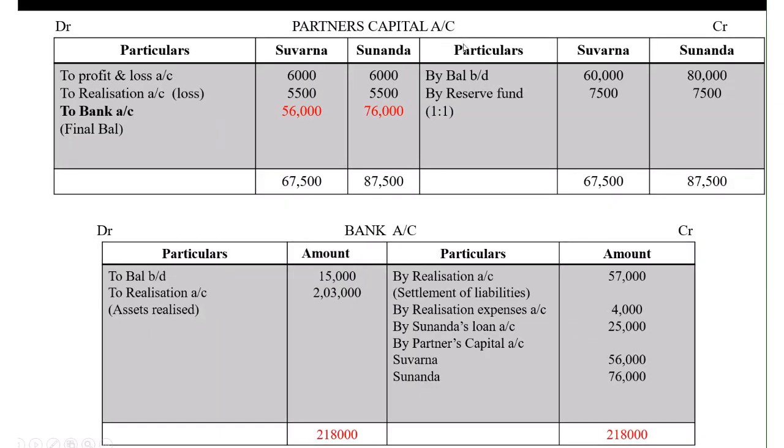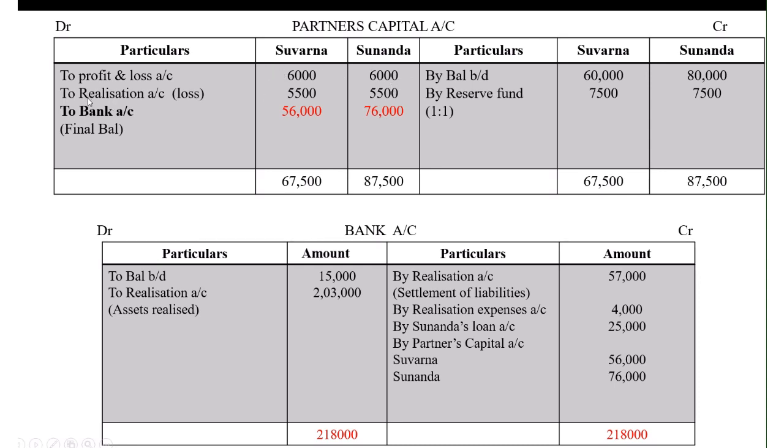Now here is the partners' capital account. Suvarna and Sunanda are the partners. As usual, we are going to take the capital balances, 60,000 and 80,000. Next, there is a reserve fund in the balance sheet, 15,000, shared equally, 7,500 and 7,500. And there is a profit and loss on the asset side. When it is given on the asset side, it represents loss. So it is 12,000, also shared equally between both partners.